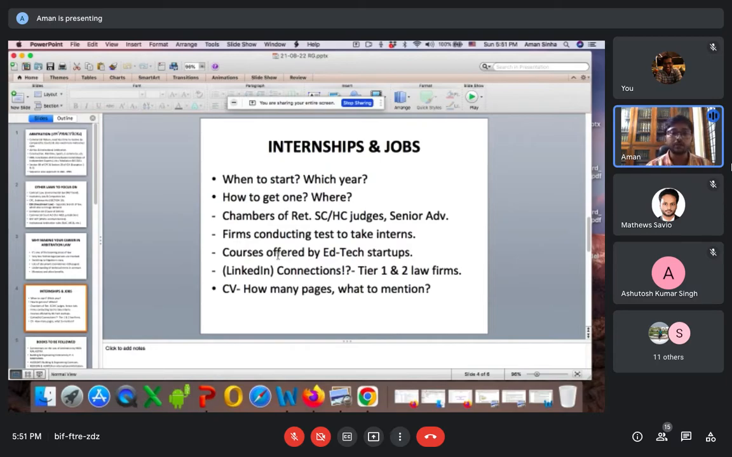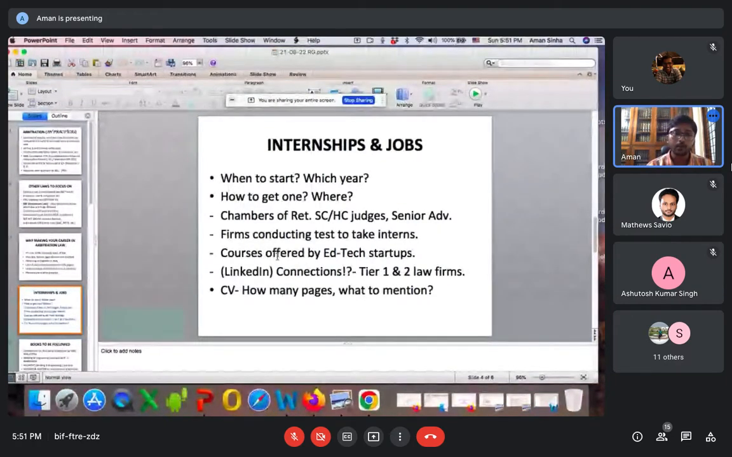And to get internships, I've shared one document on my LinkedIn profile with the list of all the retired judges who are now acting as arbitrators. All the address, email ID, and phone number are also given there. So if you are not getting anywhere, these judges are practicing in Delhi only, most of them, either Delhi or Mumbai.